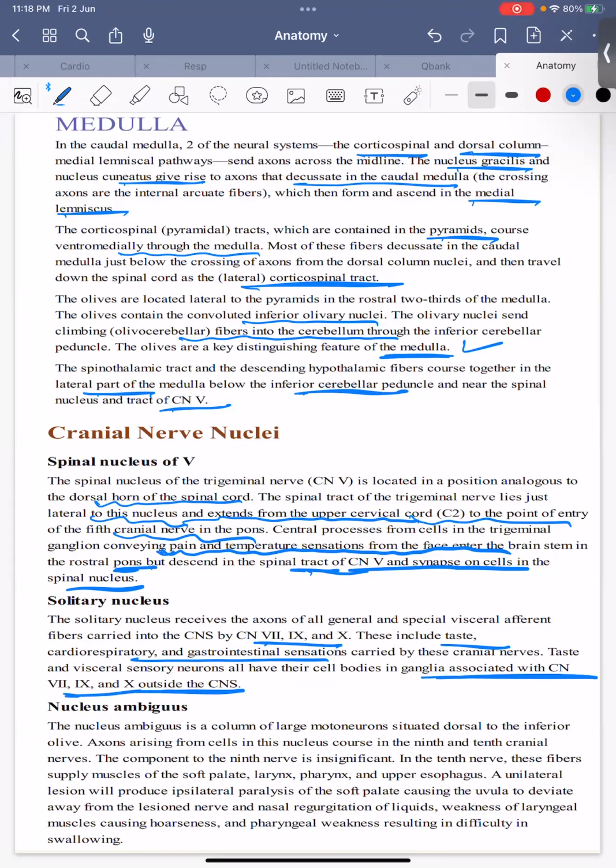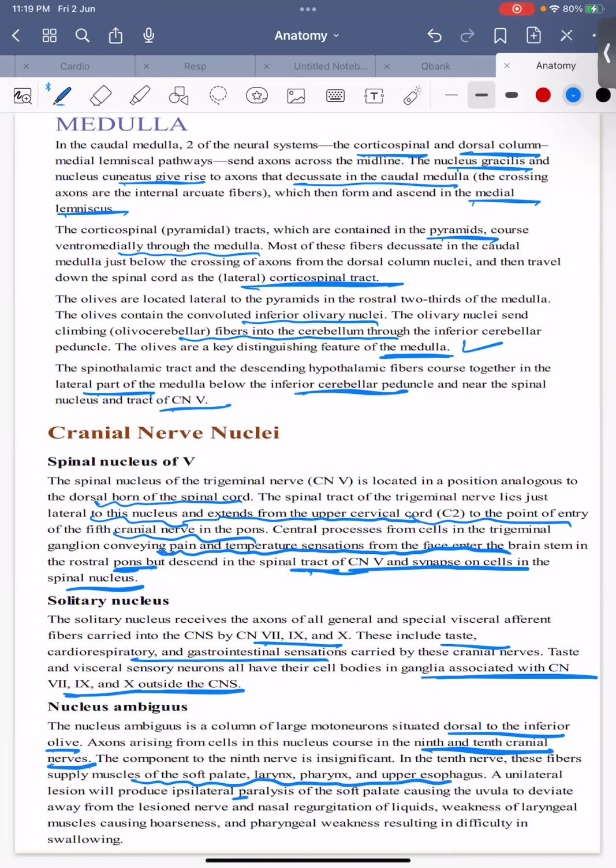The nucleus ambiguus is a column of large motor neurons situated dorsal to the inferior olive. Axons of the cells in this nucleus course in the 9th and 10th cranial nerves. Remember, 9th and 10th for the nucleus ambiguus. These supply the muscles of the soft palate, larynx, pharynx, and the upper esophagus.